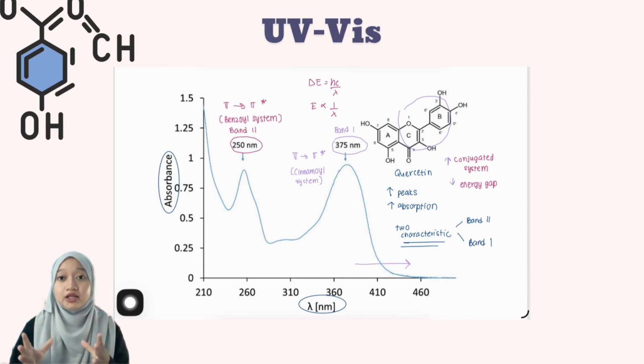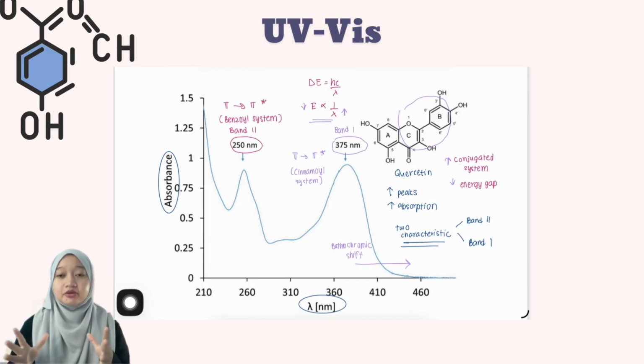According to this formula, wavelength and energy gap are inversely proportional. Therefore, the longer wavelength at 375 nanometers indicates a smaller energy gap than the peak at 250 nanometers. This occurs because the cinnamoyl system has greater conjugation, producing a bathochromic or red shift. The presence of multiple hydroxyl groups in quercetin further stabilizes the excited state, contributing to this shift toward a longer wavelength.